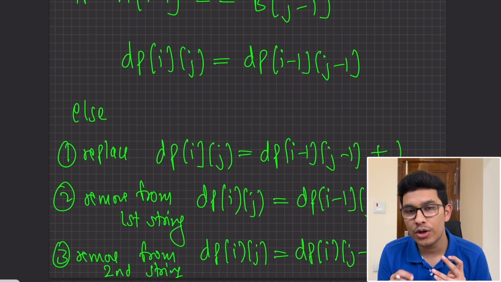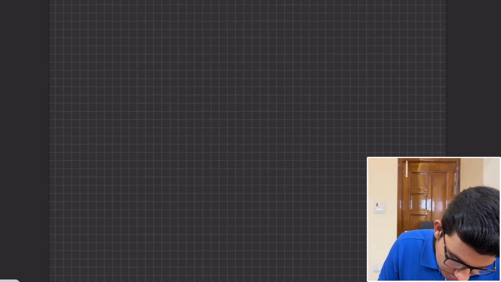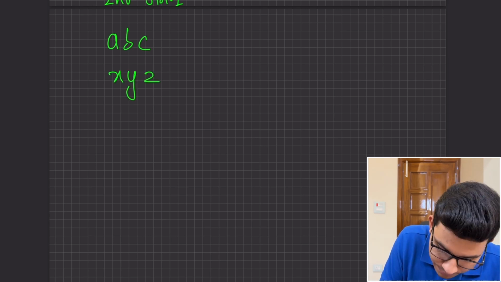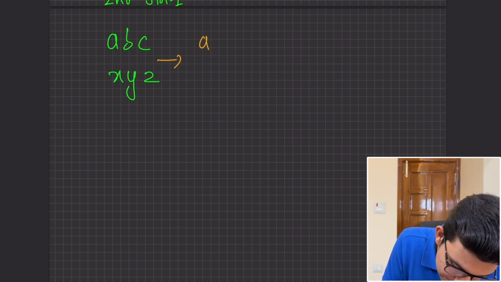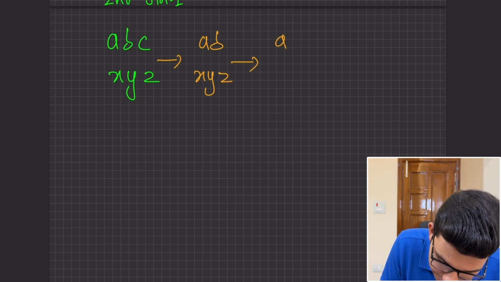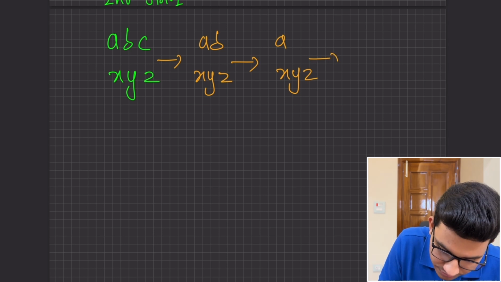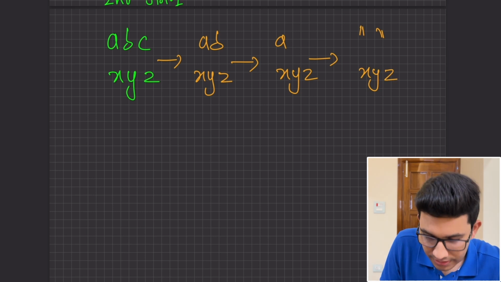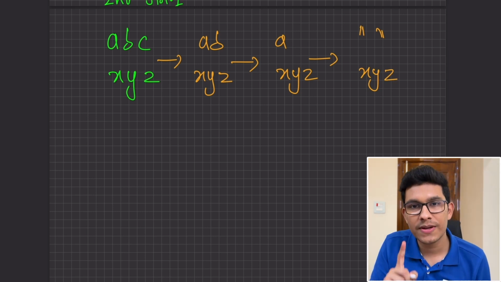So now, what is going to be the base case here? Like, where is this thing going to end? For example, if your first string was something like a, b, c, and your second string was x, y, z. Let's suppose you removed from the first string, it resulted in a, b, and x, y, z. Let's suppose you removed from the first string again and it resulted in a and x, y, z. And let's suppose you removed from the first string again and it resulted in an empty string and x, y, z. What would happen when one of the strings become empty?